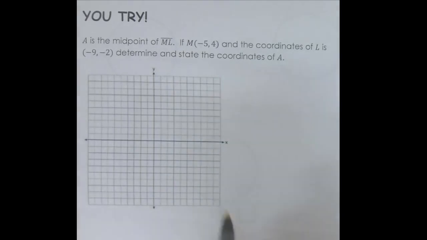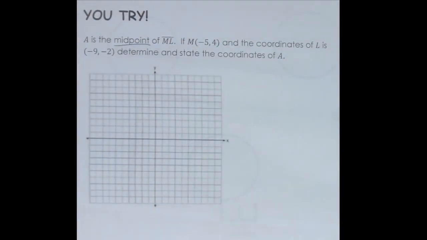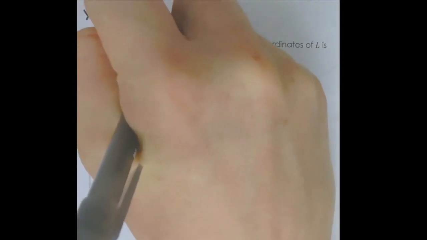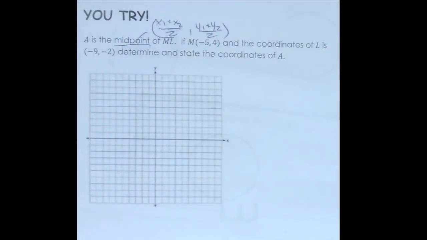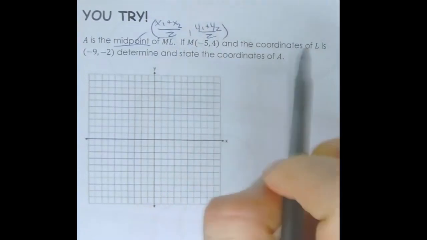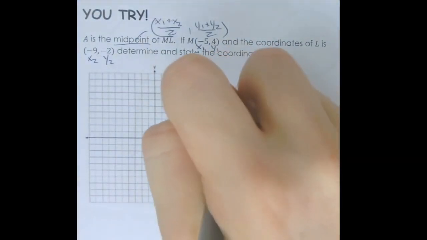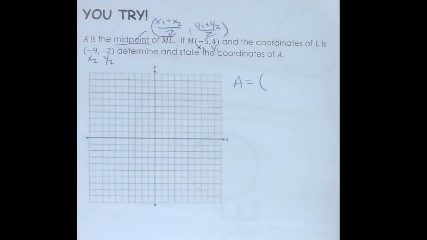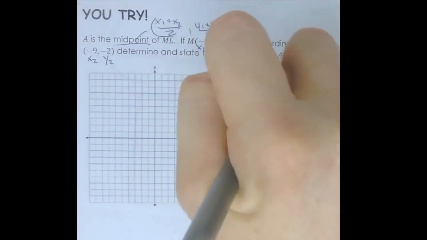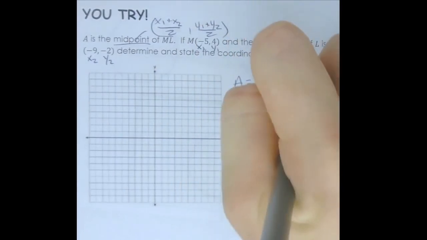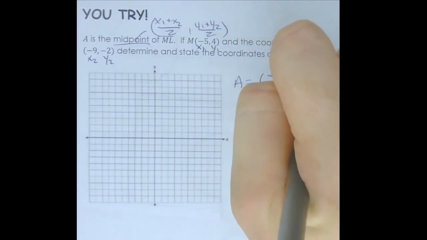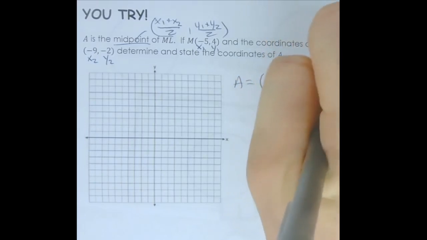So hopefully you've tried this out. I'm going to start by annotating. A is the midpoint of ML. Okay, so I know I need my formula. Just going to remind myself of it there. It gives me M and L, the two endpoints. So I'm also going to annotate those, x1, y1, x2, y2, because those are my endpoints. And I'm going to plug them in. Negative 5 plus negative 9, all over 2. And 4 plus negative 2, all over 2.